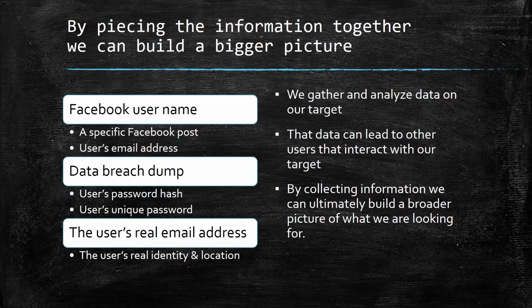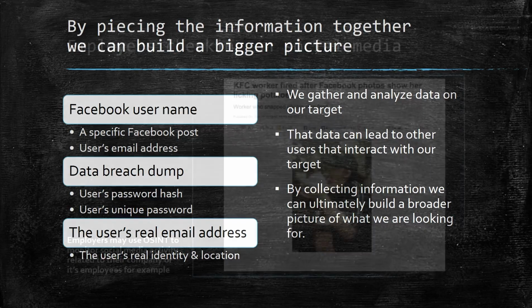From a user's real email address, we may potentially be able to find the user's real identity and location. So basically, we gather and analyze data on our target. That data can lead to other users that interact with our target. By collecting information, we can ultimately build a broader picture of what we're looking for.